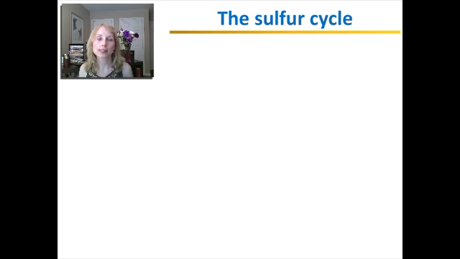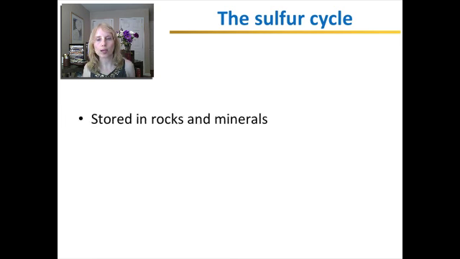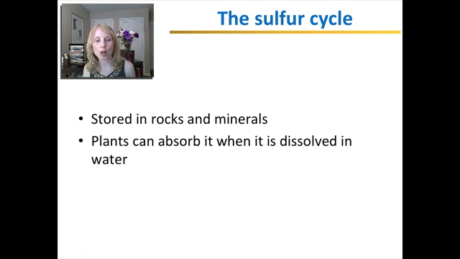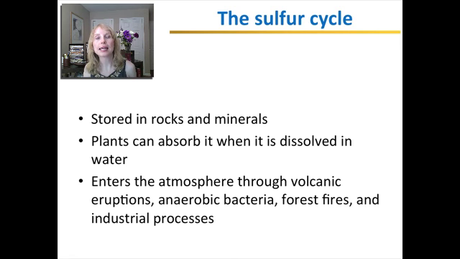And our last cycle is the sulfur cycle. So we do need sulfur for building certain molecules, mostly for amino acids. So there's a particular kind of amino acid that we need that includes sulfur. The parts about the sulfur cycle for you to remember is that it is stored in rocks and minerals. Plants can absorb sulfur when it's dissolved in water, and it can enter the atmosphere. So there is sulfur in the atmosphere, and it can enter through volcanic eruptions, through volcanoes, through anaerobic bacteria, forest fires release it, and also many human industrial processes.